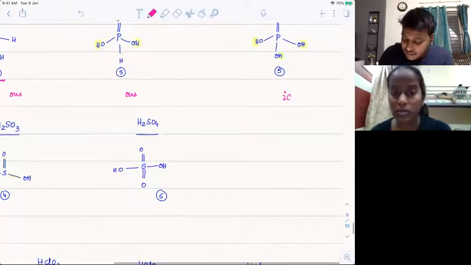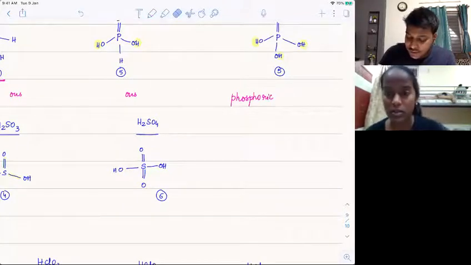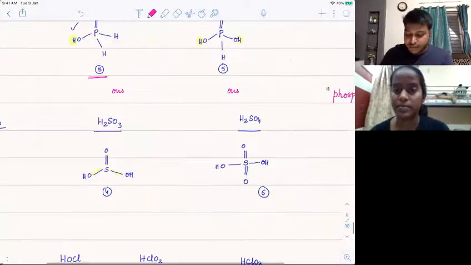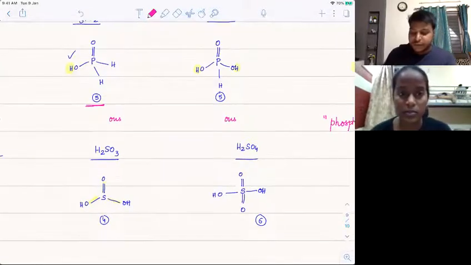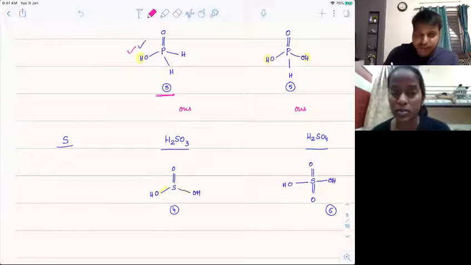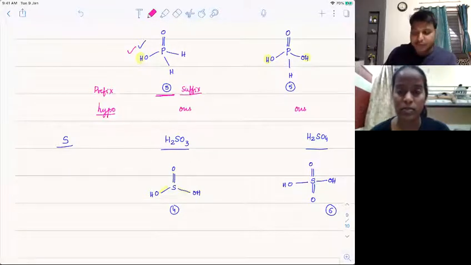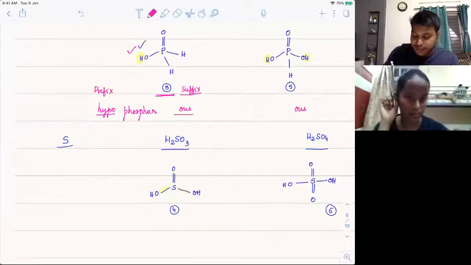So this one is clear, this is phosphoric acid. But these two are actually "us" acids. To differentiate one "us" from the other, the one which has the lowest number of OH will have the name "hypo". This would be the prefix name and this will be the suffix name. So it is hypophosphorus acid.